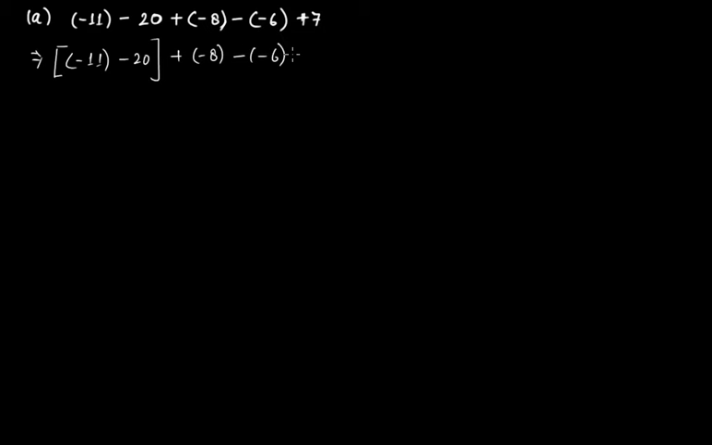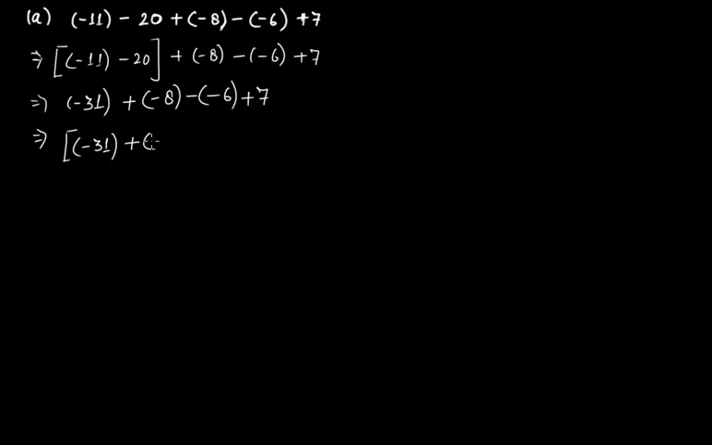minus 6 plus 7. If you solve it, this is actually minus 11 minus 20, so we know that 20 plus 11 is 31, and since both are negative, therefore this is minus 31 plus minus 8 minus 6 and plus 7. Now they make a pair of minus 31 and plus minus 8. A square bracket, minus 31 plus minus 8 and minus 6 plus 7.